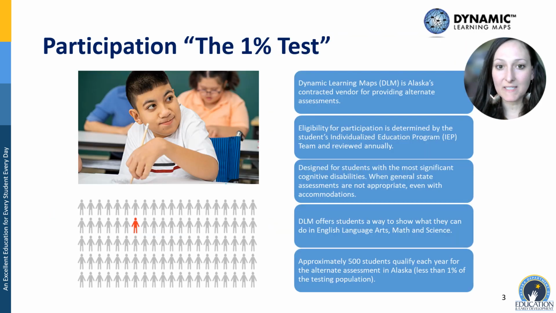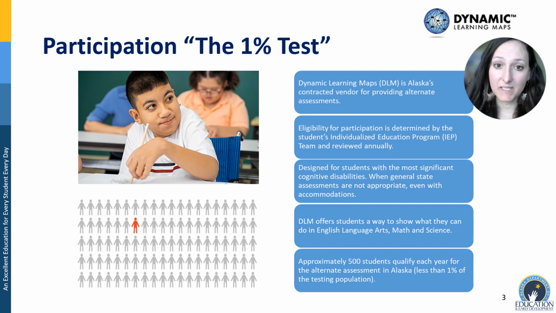So remember when I said that the commissioner selects an alternate assessment for Alaska? The commissioner has selected the Dynamic Learning Maps as the vendor for Alaska's alternate assessment. So we sometimes call this test the DLM.